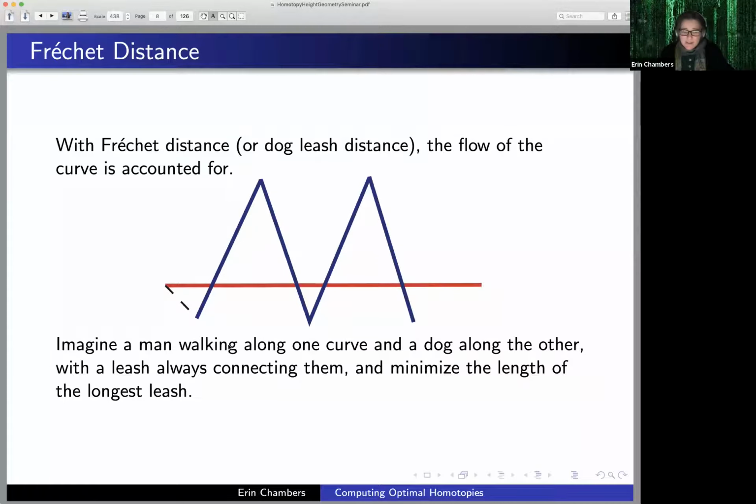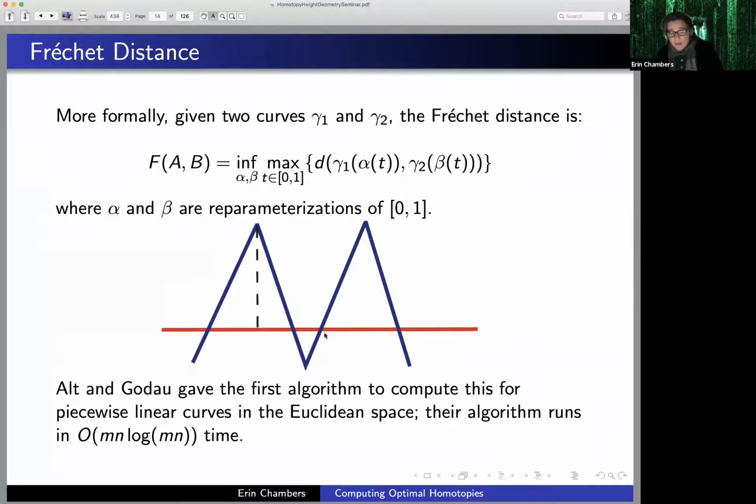So the question is, if I can consider all the reparameterizations, all the speeds that the man could walk along the red, and all the speeds that blue could walk, what's the minimum leash length that allows the walk to happen? So as he walks, you get all these different possible parameterizations, and you take the worst of them. But it's, again, one of these min-max parameters, so kind of a bottleneck also. More formally, it's the inf over all reparameterizations of how you walk on the curve, and then you take the worst case for that parameterization.